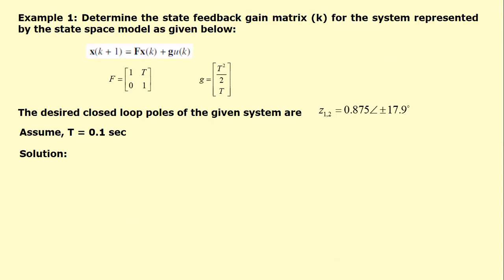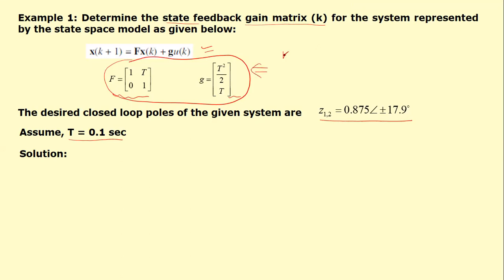So we have a discrete time system which is given by this equation, wherein the matrix F is given here, which is a 2 by 2 matrix, and matrix G is also given here. And the desired closed loop poles of the system are these. And it is given that we have to assume T is equal to 0.1 second. Now we have to find out the state feedback gain matrix such that it can place the closed loop poles of the system.